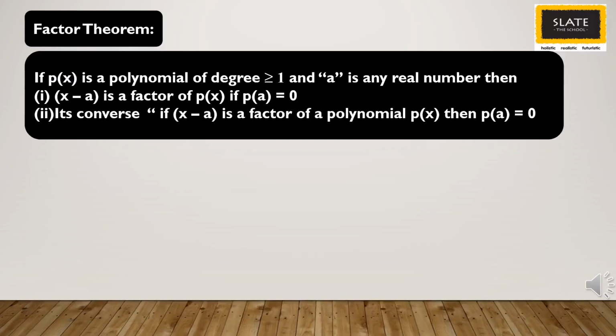Factor theorem. Let P of x be a polynomial of degree greater than or equal to 1 and a be any real number. If we divide P of x with a linear polynomial x minus a, then we get the remainder as P of a. Now the first statement is, if the remainder P of a is 0, then x minus a will become a factor of P of x. The second statement is the converse of the first statement. That is, if x minus a is a factor of a polynomial P of x, then the remainder P of a is equal to 0.